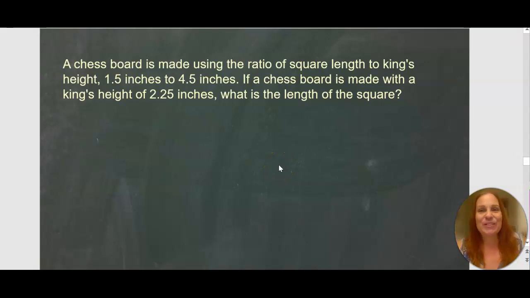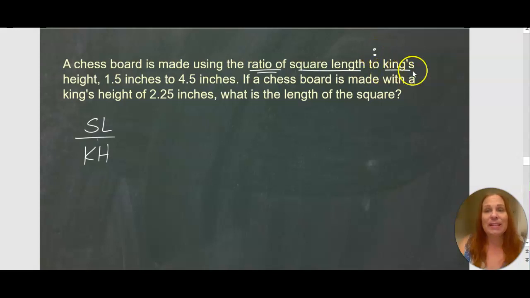A chessboard is made using the ratio of square length to king's height. Okay, so I'm going to put square length over king's height. I'll use 2 letters for this one. And it's 1.5 inches to 4.5 inches. Notice that they don't say square length is this and king's height is this. They do tell you the ratio of square length to king's height. So you have to set it up in that order.